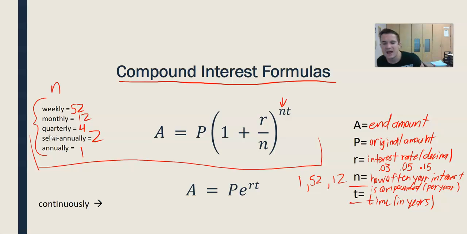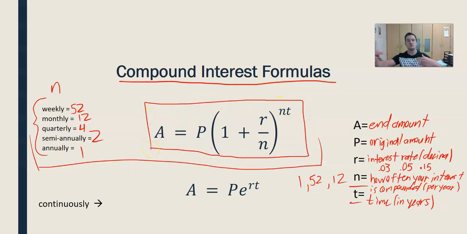So depending on how often your interest is compounded, those are the values that you'd put into this equation. So this is the equation. I'm going to give this to you. You can use this when you use it on the test. But this is the equation to calculate these different things.